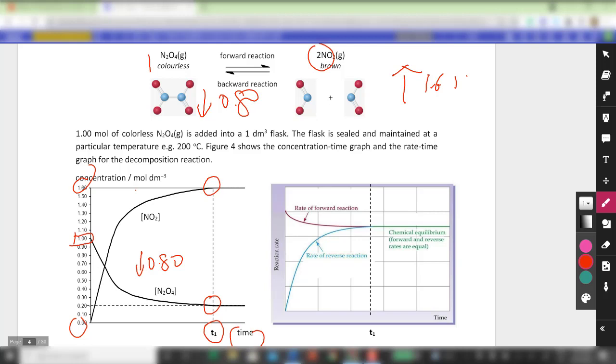If you look at another kind of graph known as the reaction rates against time graph, you'll notice that the rate of the forward reaction will slowly decrease from an optimal value, and the rate of the reverse reaction will increase very slowly as well, but eventually both of them will reach the same value over here. So this is what we mean by the rate of forward reaction equals the rate of the backward, or reverse, reaction.